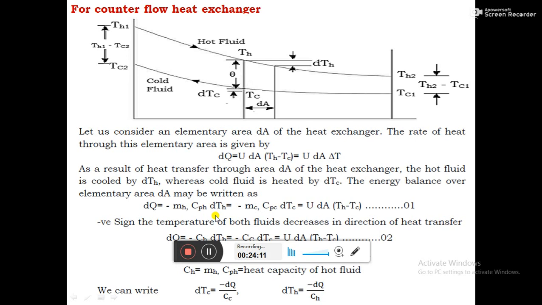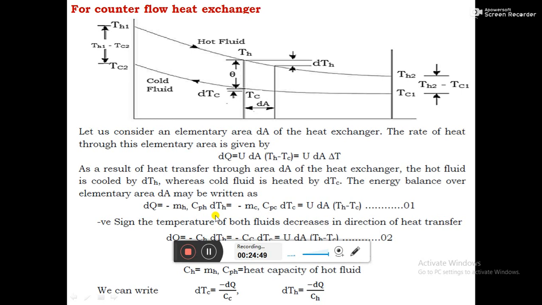Here you can observe one thing. I am using the negative sign for both the hot fluid and the cold fluid, because the temperature of both the hot fluid and the cold fluid is decreasing in the direction of the heat exchanger, that is from left to right. Therefore, we are using the negative sign for both fluids. But in the case of the parallel flow heat exchanger, we used the negative sign for only one fluid.